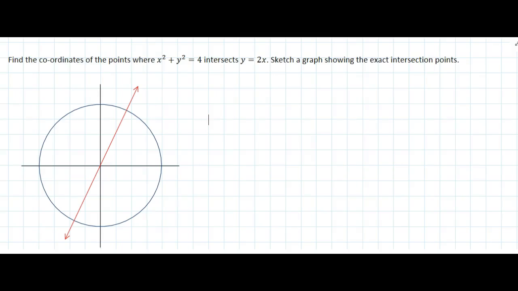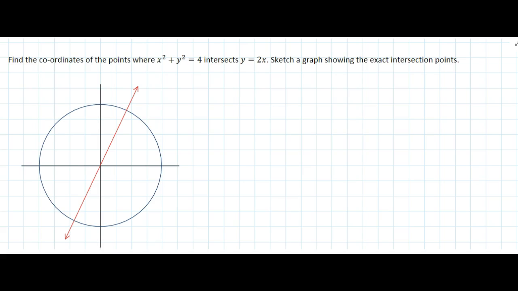This video is about finding the intersection points between circles and straight lines. So this question is asking to sketch the graph of the two objects, a circle and a straight line, and find the exact intersection point. So you're going to expect that there's some surds involved. The process for this is, I've taken the liberty of drawing these already.